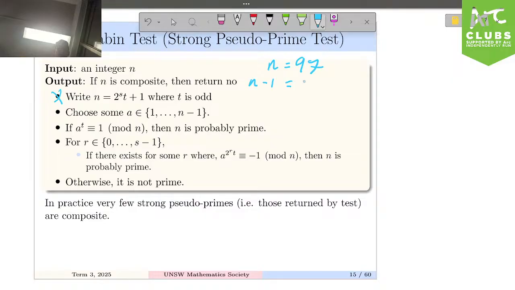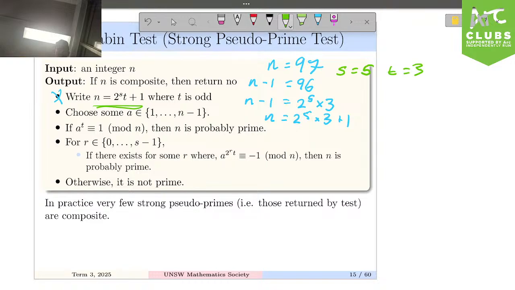Look at n minus 1. This is 96. And I'm going to divide it by 2 as many times as possible. And so what we will see is that this is actually equal to 2 to the 5 times 3. It's 32 times 3. Okay? So I know that n minus 1 is equal to 32 times 3. That means n is equal to 2 to the 5 times 3 plus 1. That tells me that s is equal to 5 and t is equal to 3. Okay, so far so good.